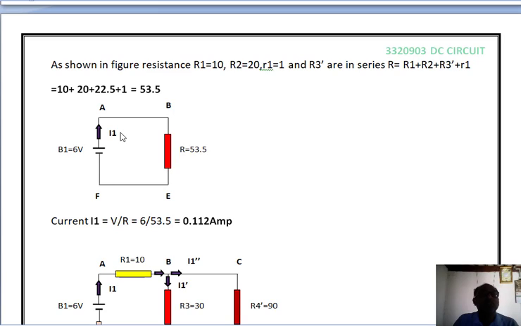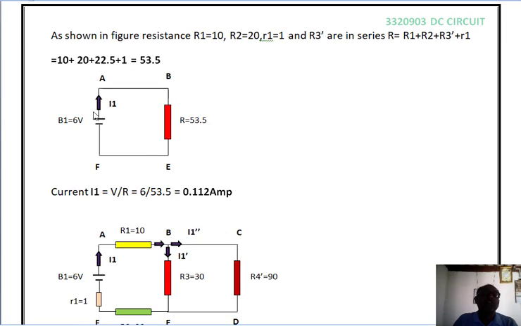So by using Ohm's law, we can find out the value of current I1, which is provided by this battery of 6 volt. So I1 is nothing but V upon R, 6 divided by 53.5, which is equal to 0.112 ampere. That means the current provided by this battery is equal to 0.112 ampere.